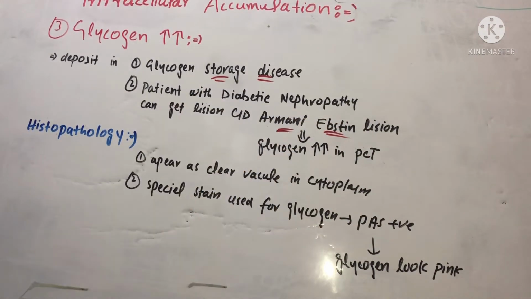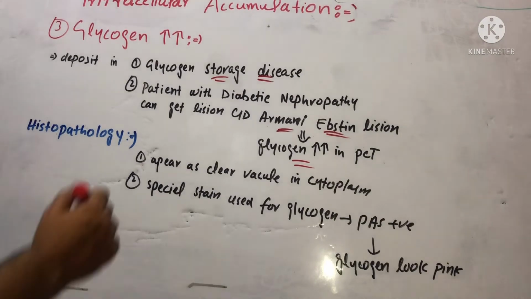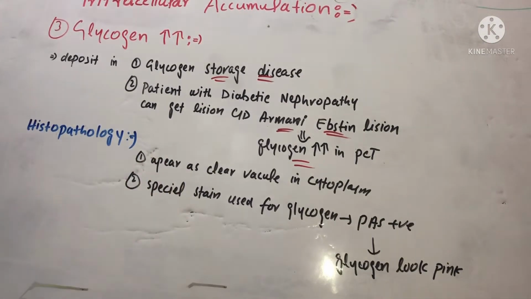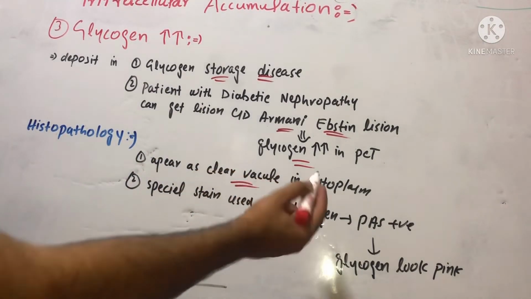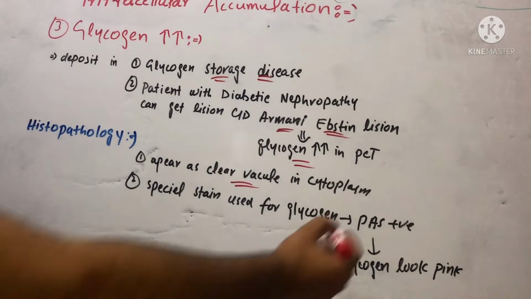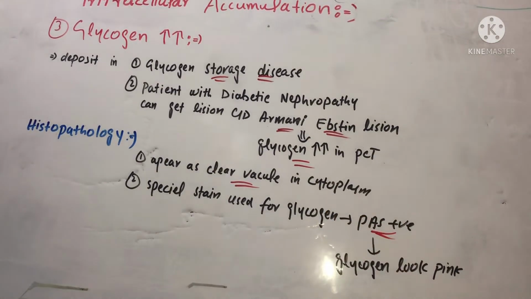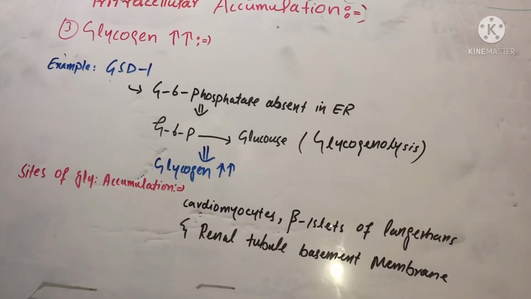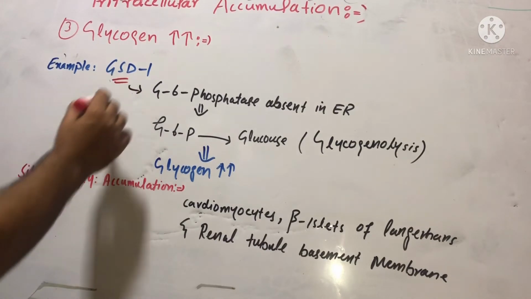In this lesion, glycogen is accumulated in the proximal convoluted tubule. Histopathology of glycogen accumulation: remember that glycogen appears as a clear vacuole in the cytoplasm. And number second, the special stain that we use for glycogen is the PAS stain, a positive stain, and on this stain, glycogen looks pink. The best example of glycogen storage diseases is glycogen storage disease type 1.